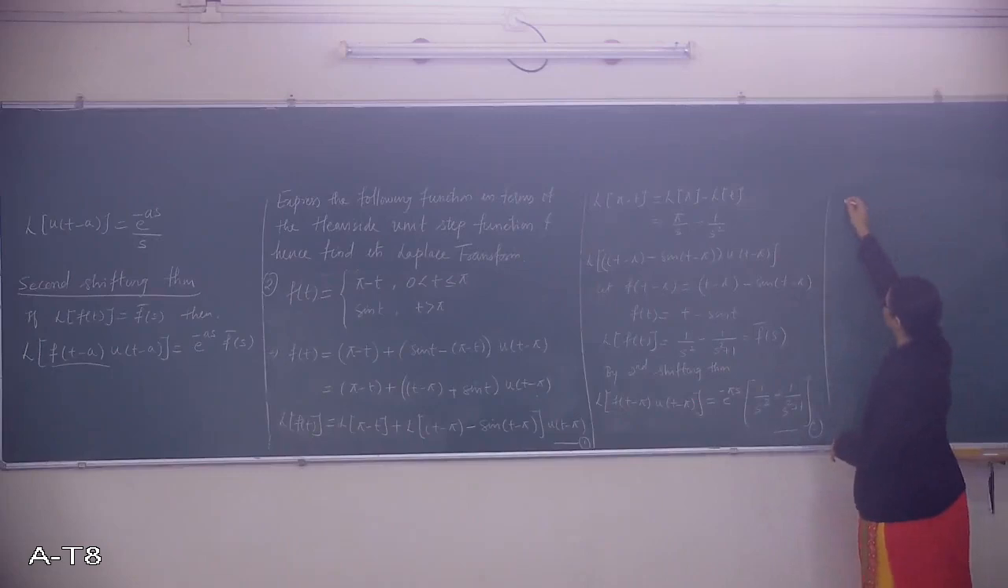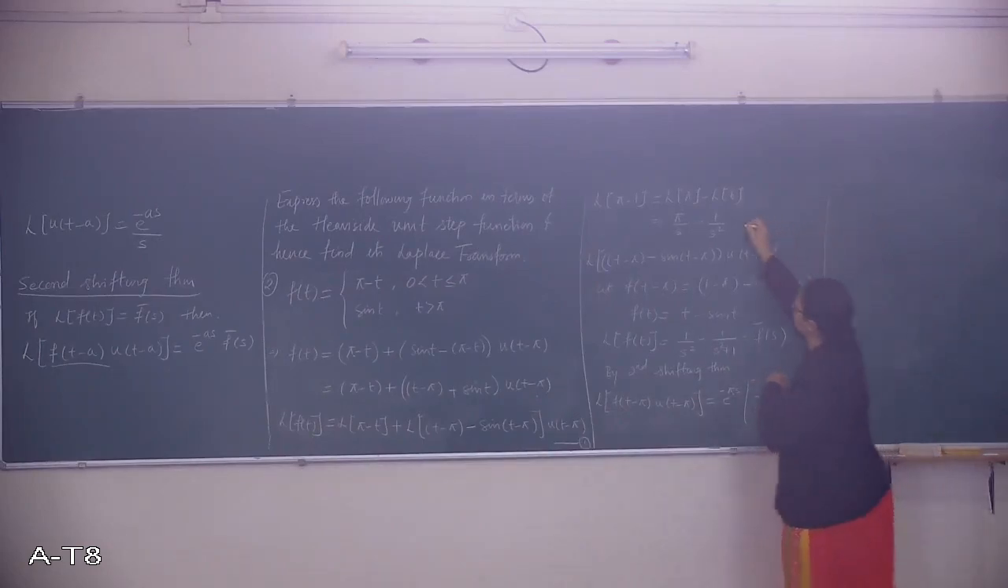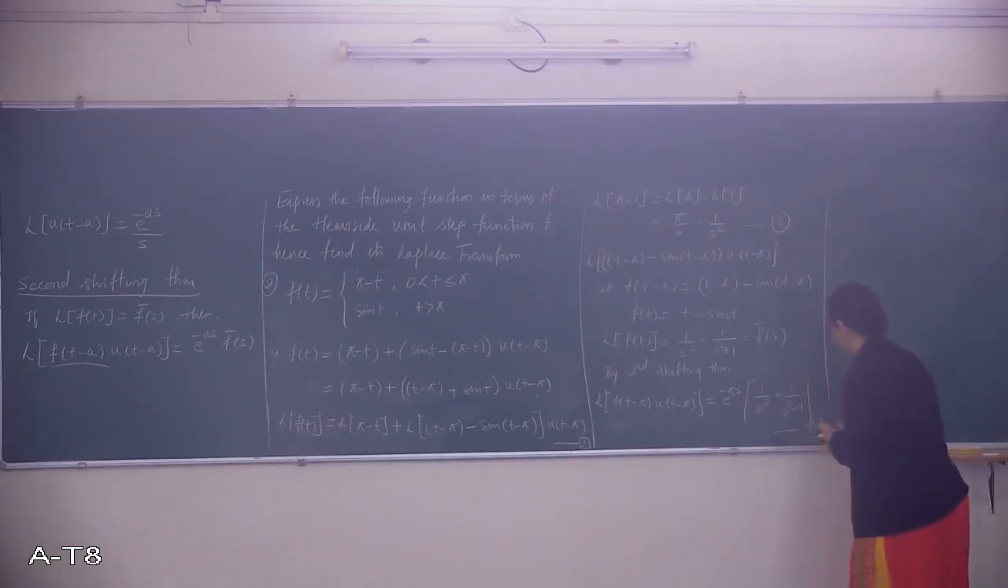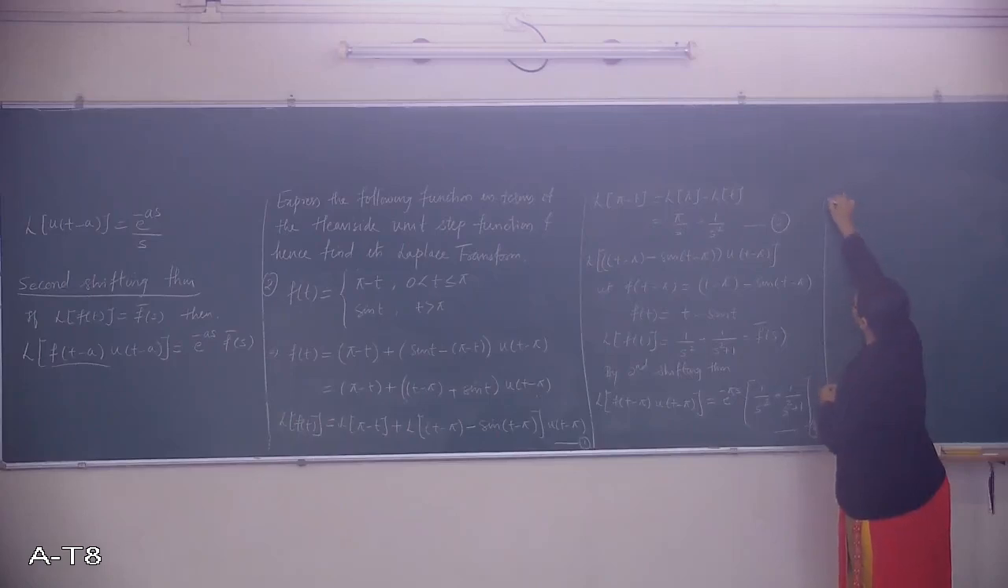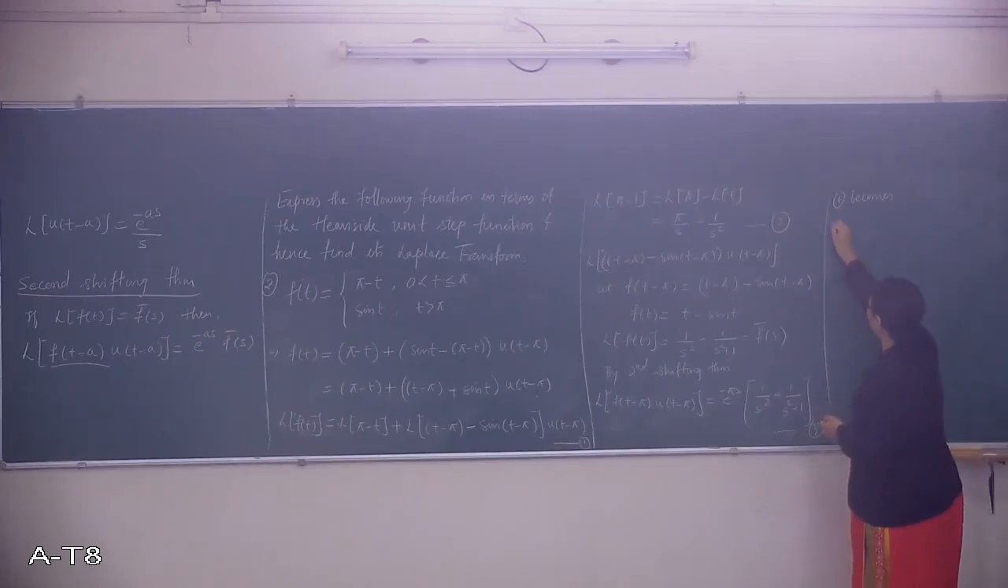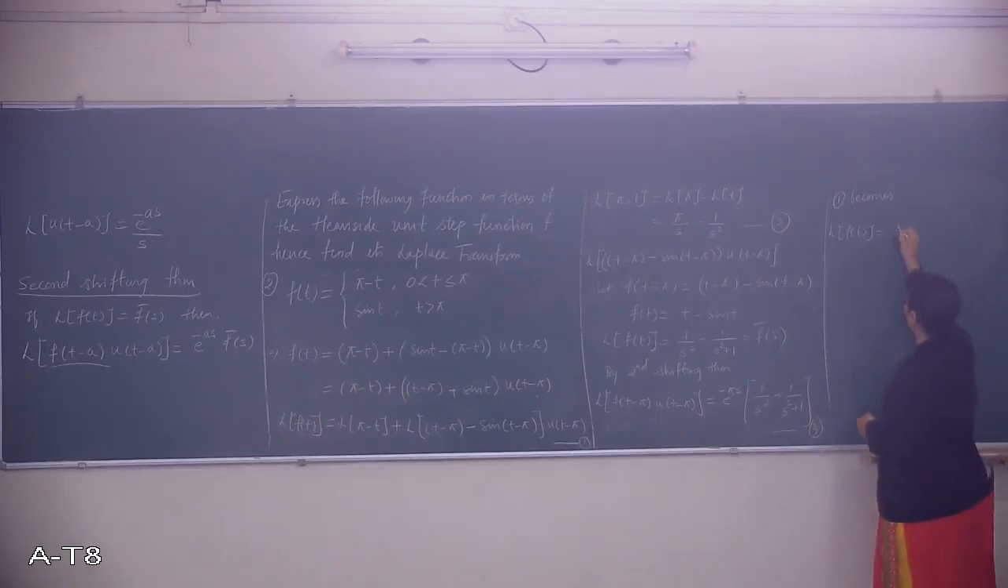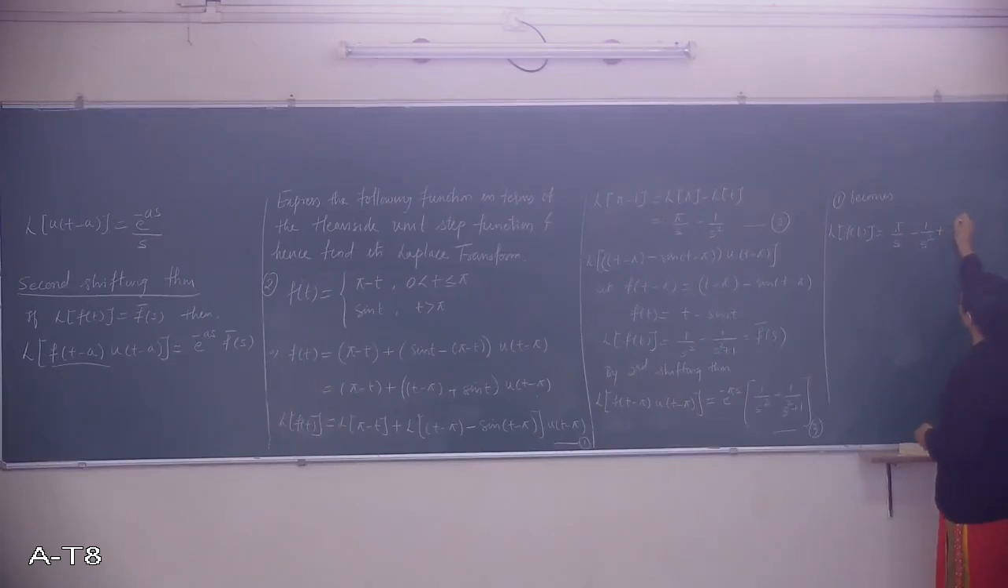Now from 1 and 2, this will be 3. Substitute these values of 2 and 3 in 1. So the Laplace transform of f of t is equal to pi by s minus 1 upon s square, plus e to the power minus pi s into the bracket 1 upon s square minus 1 upon s square plus 1. So this is the final answer, okay.